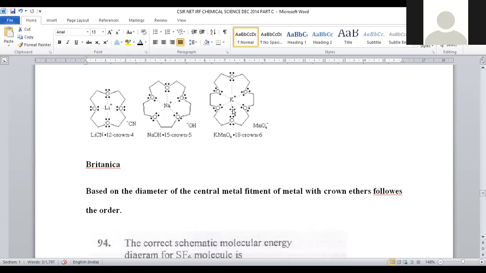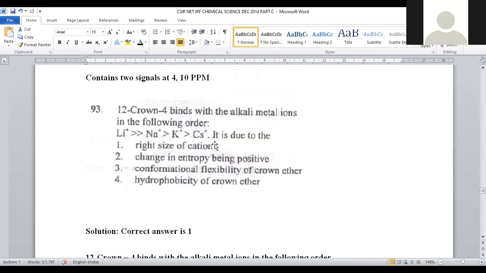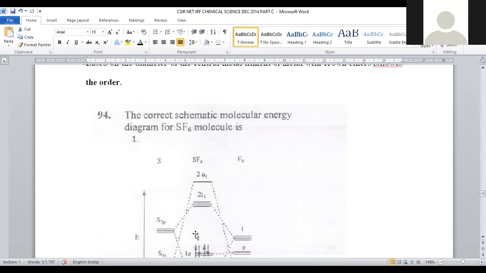And as we keep increasing the dimensional region of the crown ether, in 18 crown 6, potassium will fit into this. In this manner, for 12 crown ether, the suitable ion will be lithium because of its size. Based on that, you can answer this fixation of alkali metal into the crown ethers. That is available in option number 1. For question number 93, option number 1 will be the correct answer. Let us move on to question number 94.